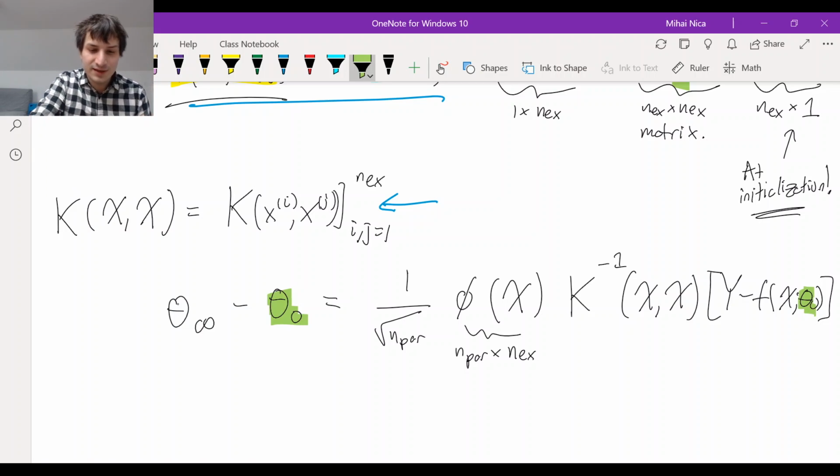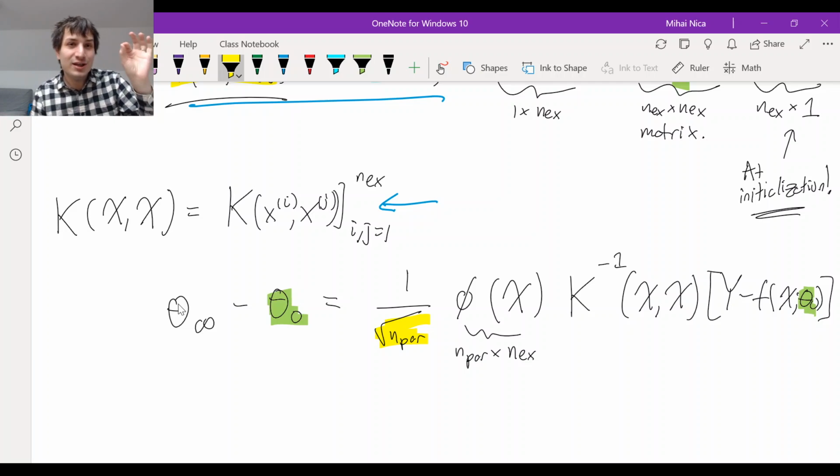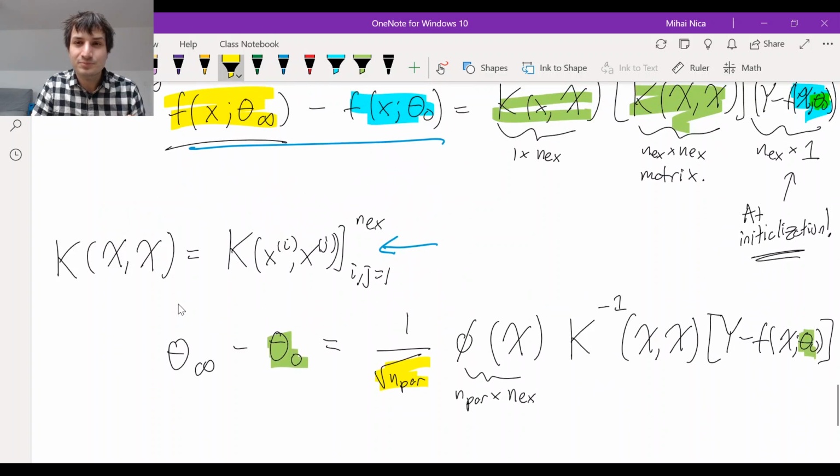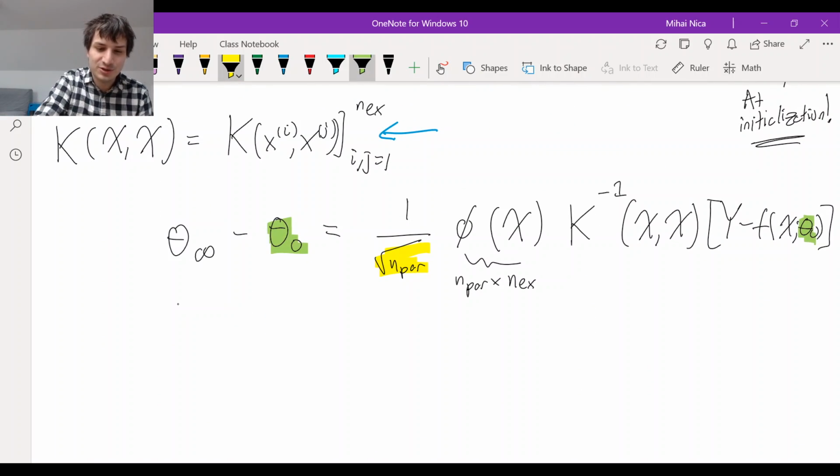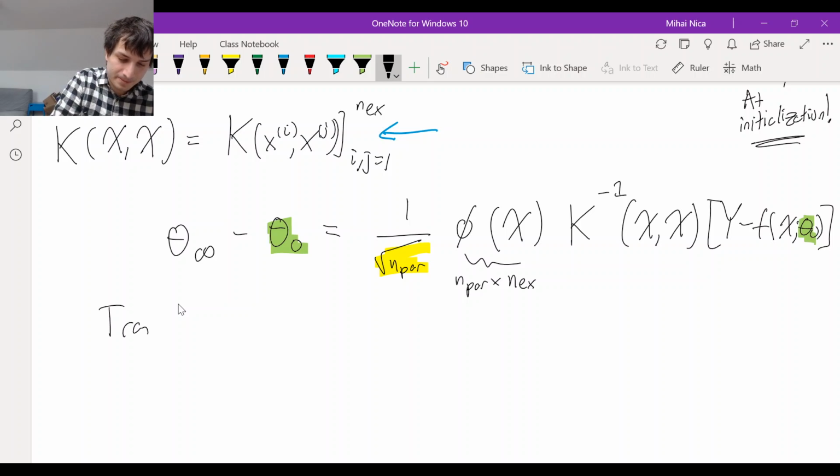And I think the interesting thing, at least to me, is that there's a factor of 1 over square root of n par in front. And what that means is that as the number of parameters gets bigger and bigger, each individual parameter only has to change by a tiny little bit to get to this limit at infinity. So the final thing, maybe worth pointing out as well, is that in this situation the training data is perfectly fit.